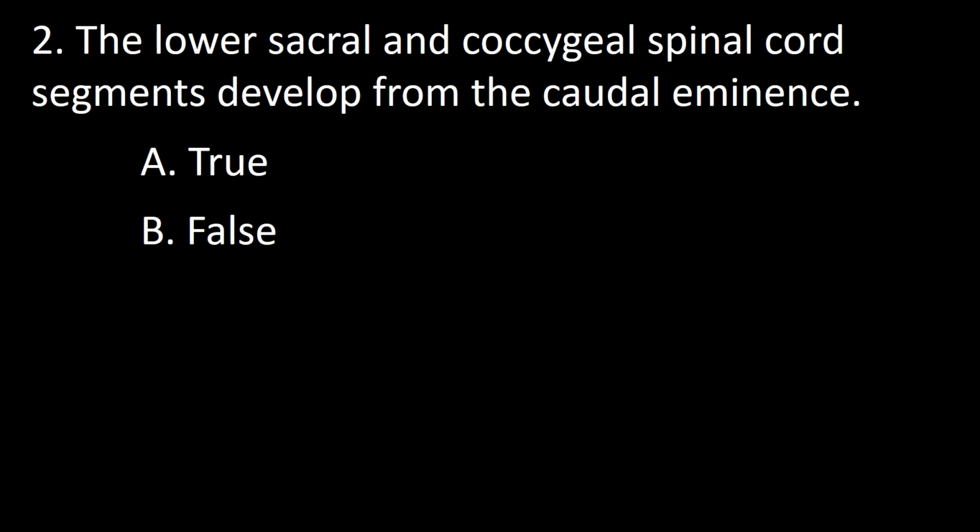Next question. The lower sacral and coccygeal spinal cord segments develop from the caudal eminence. A true, B false. At 26 days of gestation, at the time the posterior neuropore is about to close, a mass of undifferentiated cells can be seen close to the caudal end of the neural tube. This mass is called the caudal eminence. In this figure, the caudal eminence is represented in bright blue.